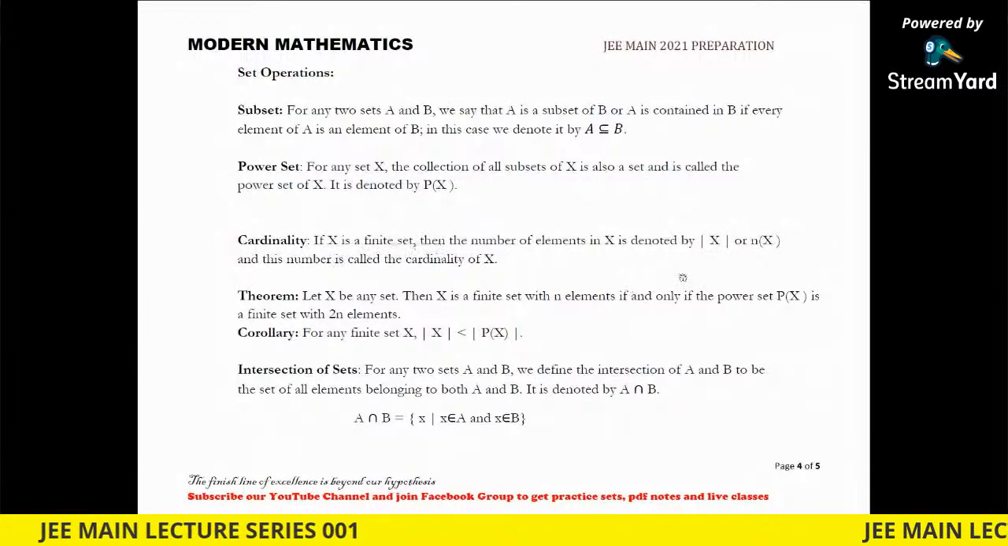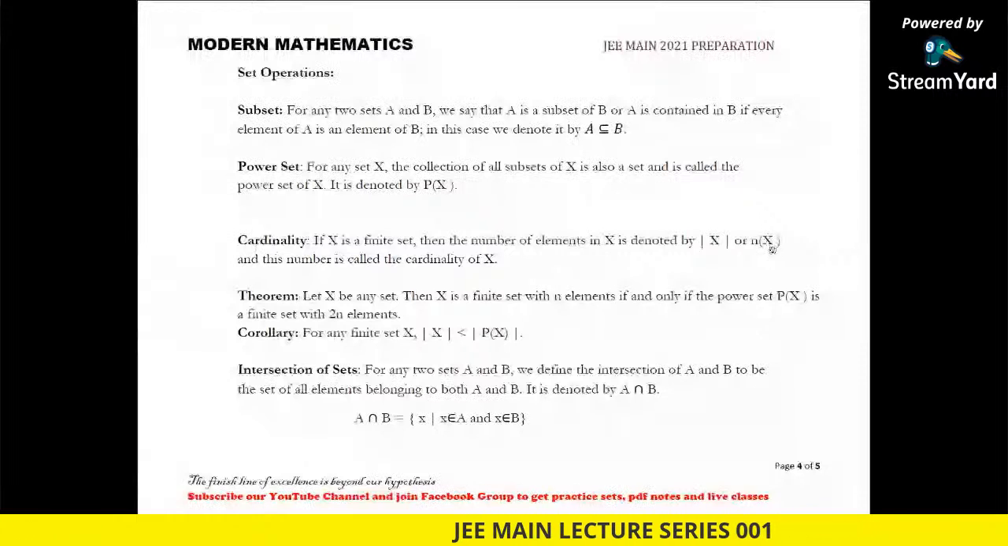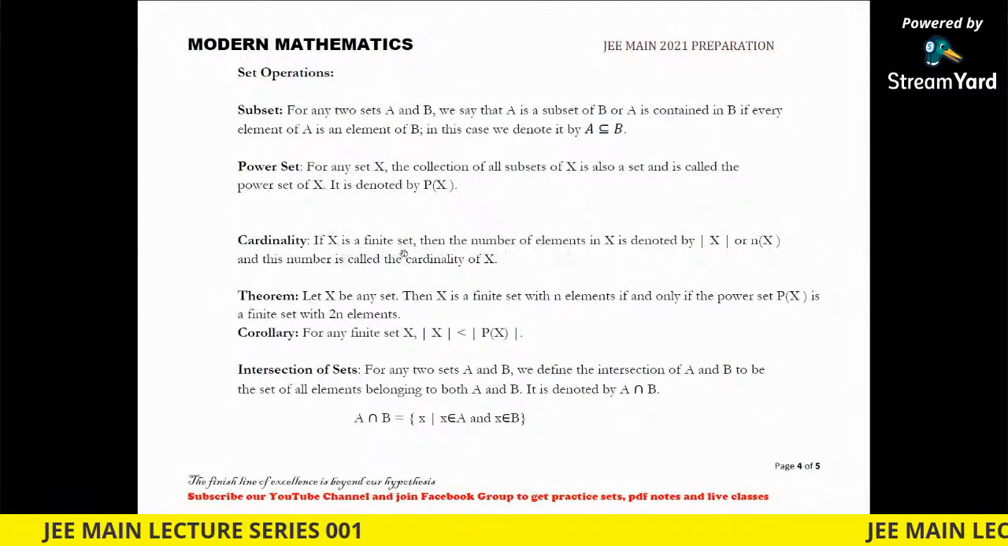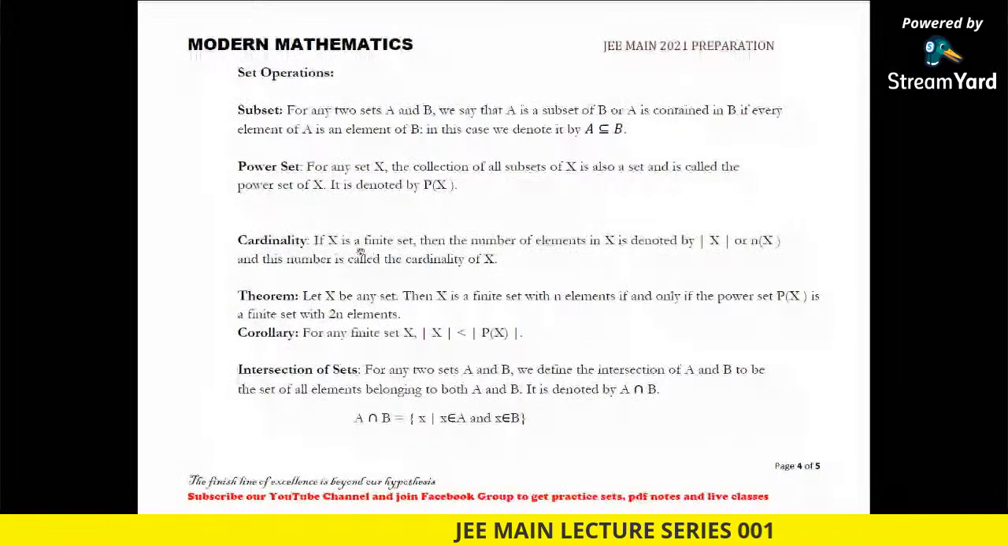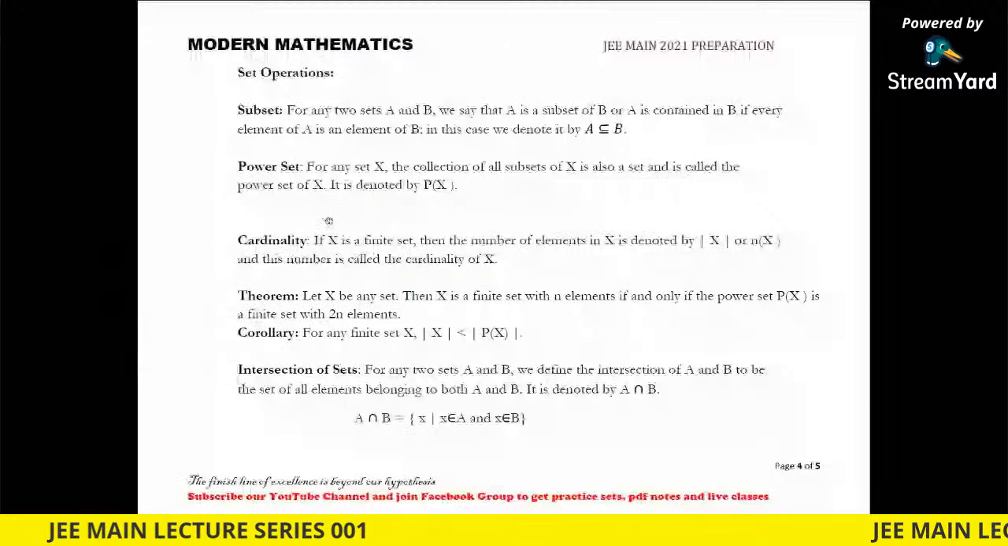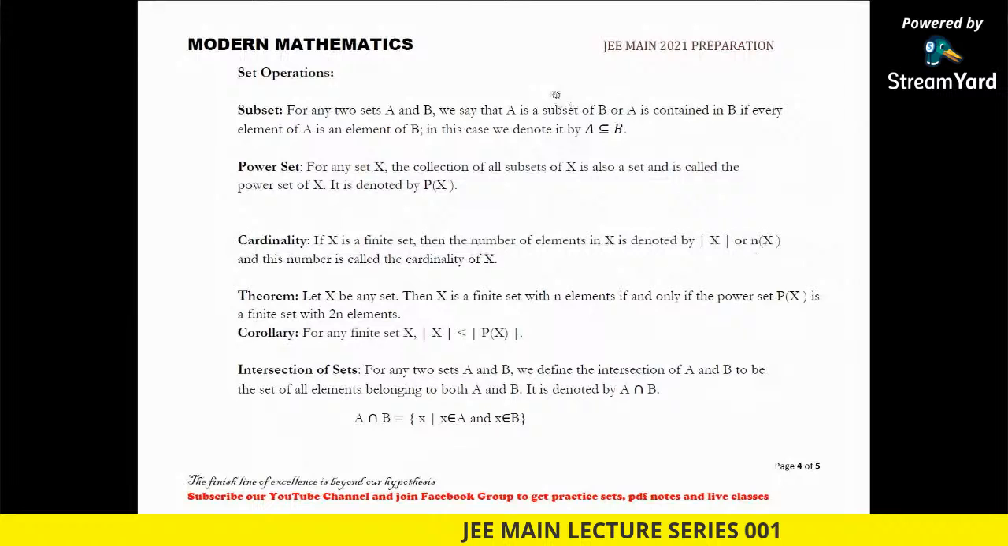If X is a finite set, then mod X, or capital N, is also finite. If X is an infinite set, then it is called cardinality 0. Cardinality 0 means zero elements, or is called the infinite set. Okay. So if X is finite, then mod X and P(X) are also finite.